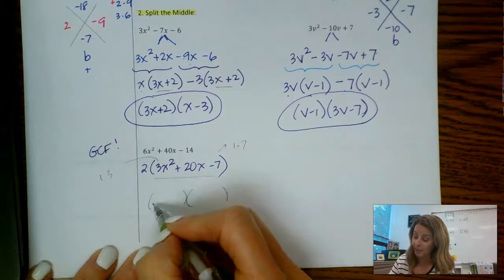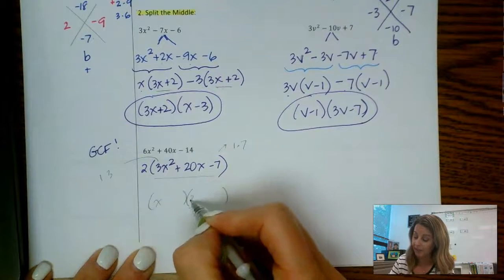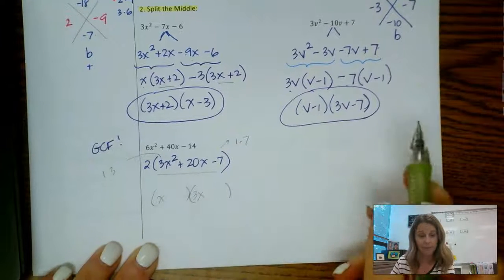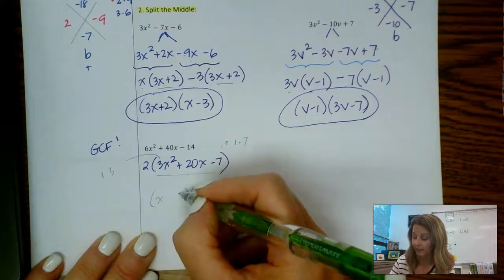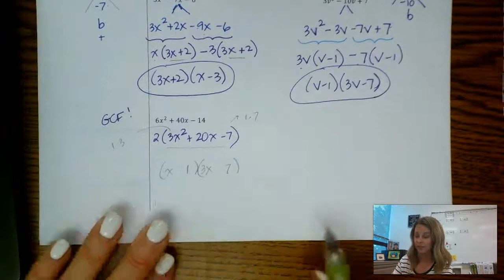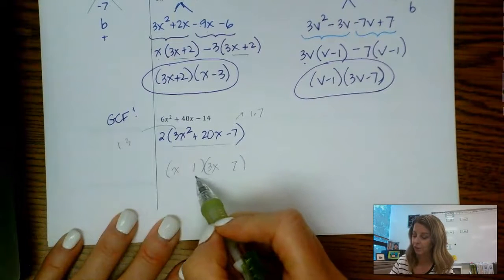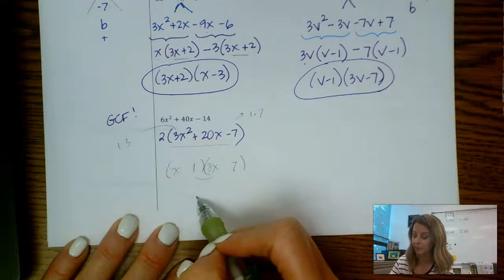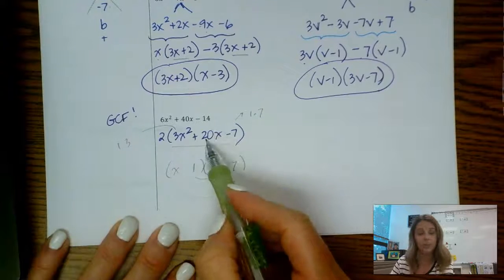So I'm going to have my x times 3x. I'm just going to go with 1 and 7. Let's see if it's going to work. 1 and 7. All right, so I'm going to check. Do the middle 2 terms multiplied together plus the outer 2, can I get it to say 20?